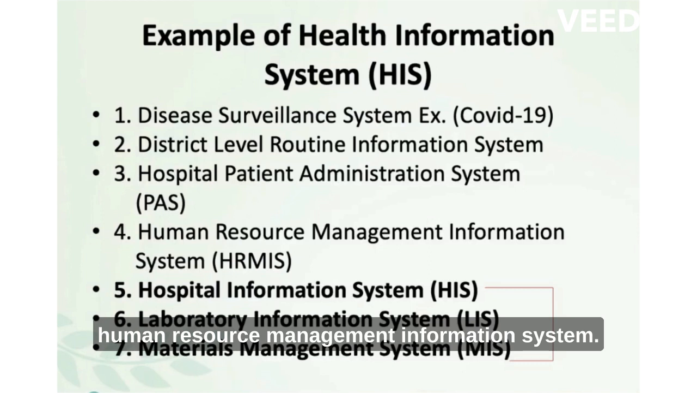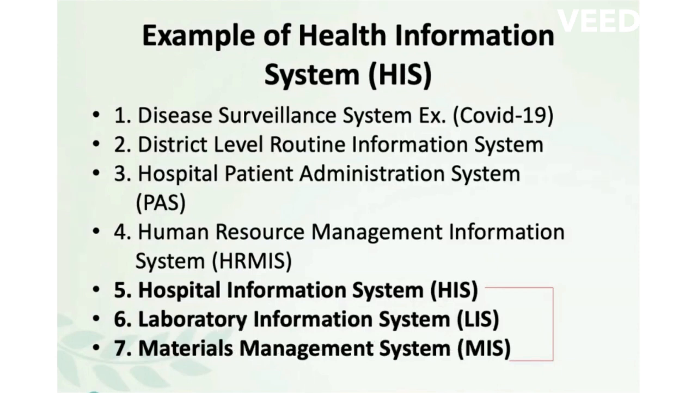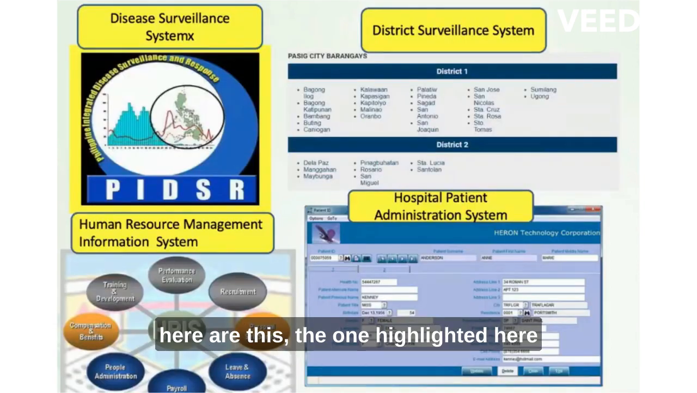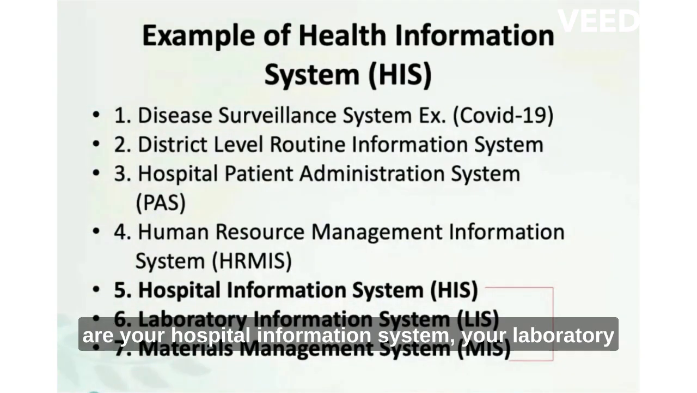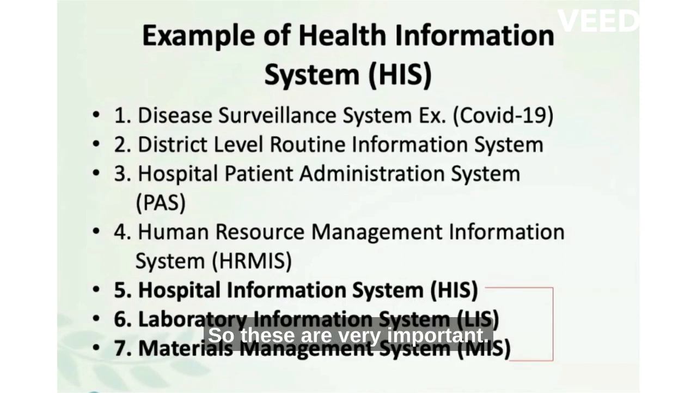But the human resource management information system, here lies all the information of your employees, their leaves, their benefits. So everything is in here, okay? In addition to that, the ones highlighted here are your hospital information system, your laboratory information system, and materials management system. So these are very important, okay?